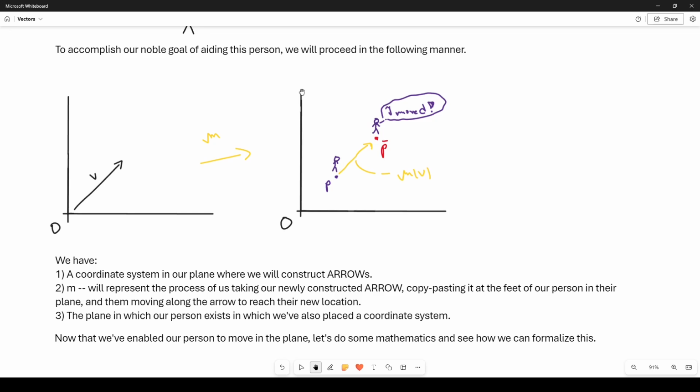And in their plane we also have a coordinate system, so we can refer to the points at which the person is located. So now our person can move. Now we will attempt to formalize all of this.